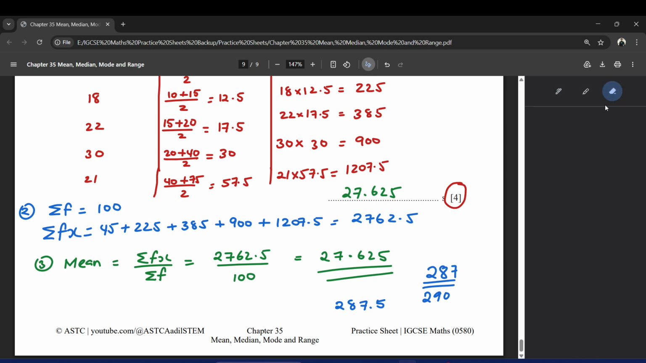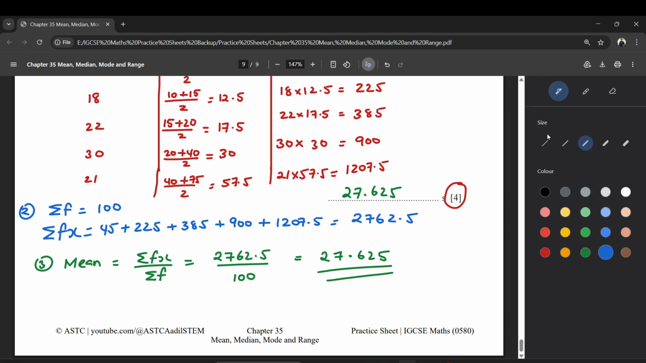All right. So anyhow, this is the end of our lecture 35.3, and this is also the end of our chapter number 35. I hope that you understood all of these lectures, and that we have covered everything related to mean, median, mode, and range.